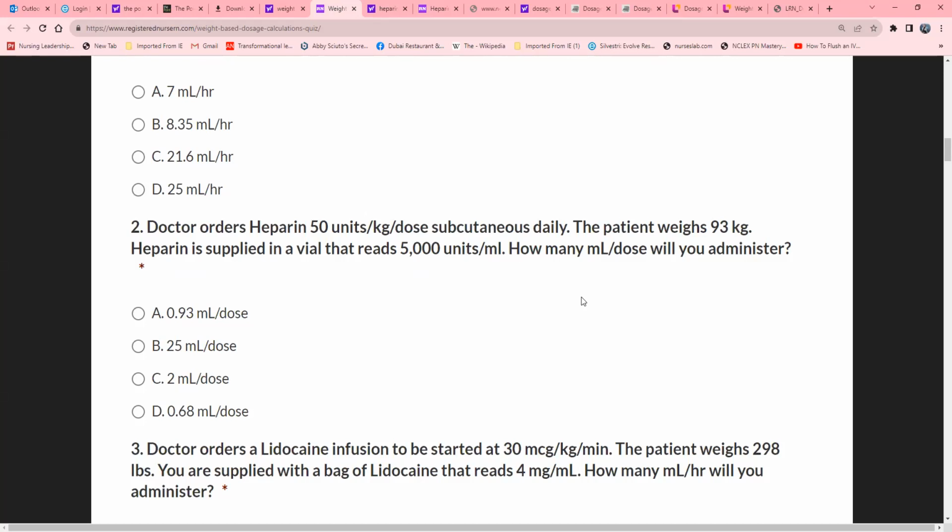So this is asking you how many milliliters per dose. You have 50 units per kilogram ordered. So all you have to do there is take your 50 times your 93 to get your desired dose. And you put that over what you have on hand, which should have given you 0.93.